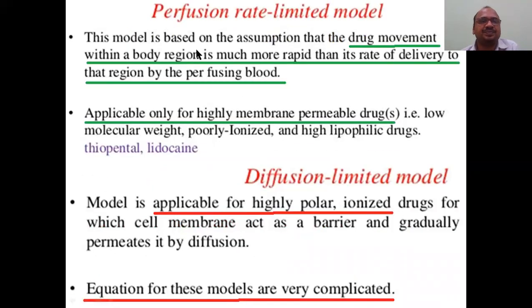Perfusion rate limited, we'll see. Drug movement within a body region is very much more rapid than the rate of delivery to the region by the perfusion of blood. Drug movement within the body is more rapid than the delivery of the drug to the corresponding organ. Got the point? This perfusion rate limited model is applicable only for highly membrane permeable drugs. You should not apply it for low membrane permeable drugs.